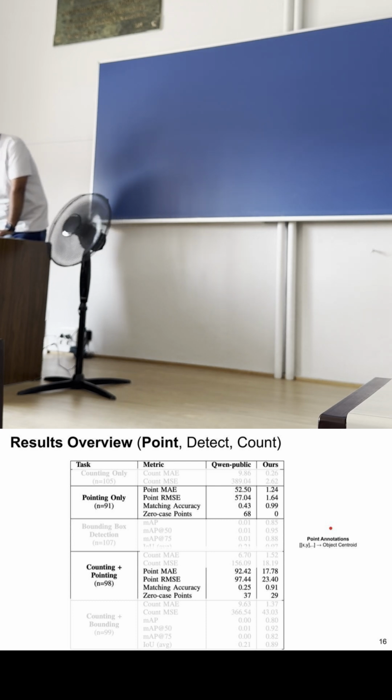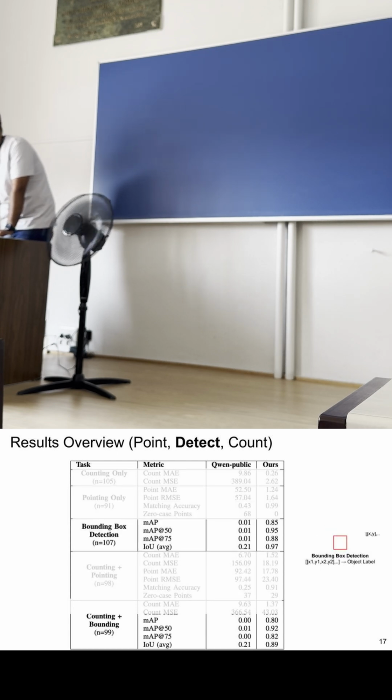Now the same thing for pointing. In the public checkpoint, this was the magnitude of the result, and in our checkpoint it is very low. It's almost around 0. And if you combine tasks, the errors are a bit higher than before, but still lower than in the public checkpoint. So this is what we see here. And the same for the detection task.